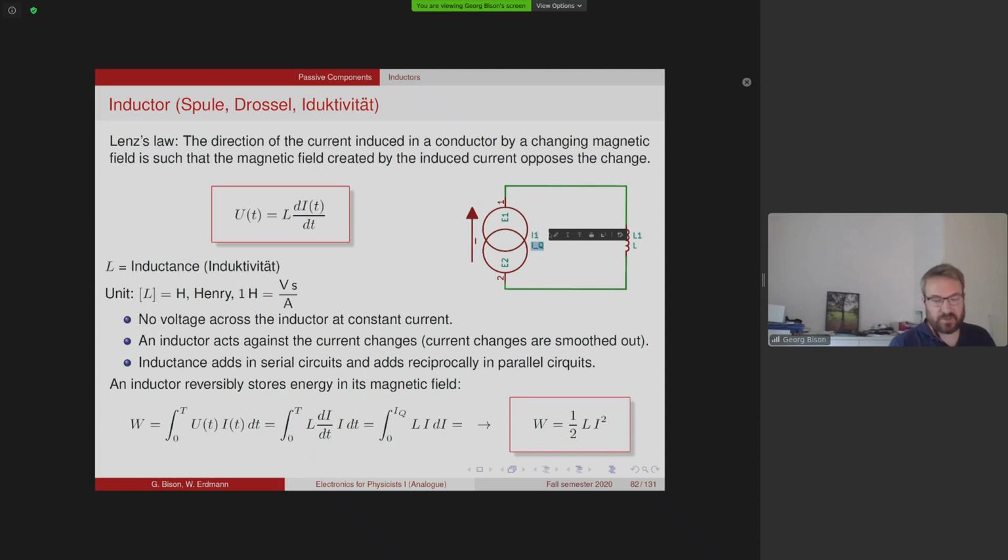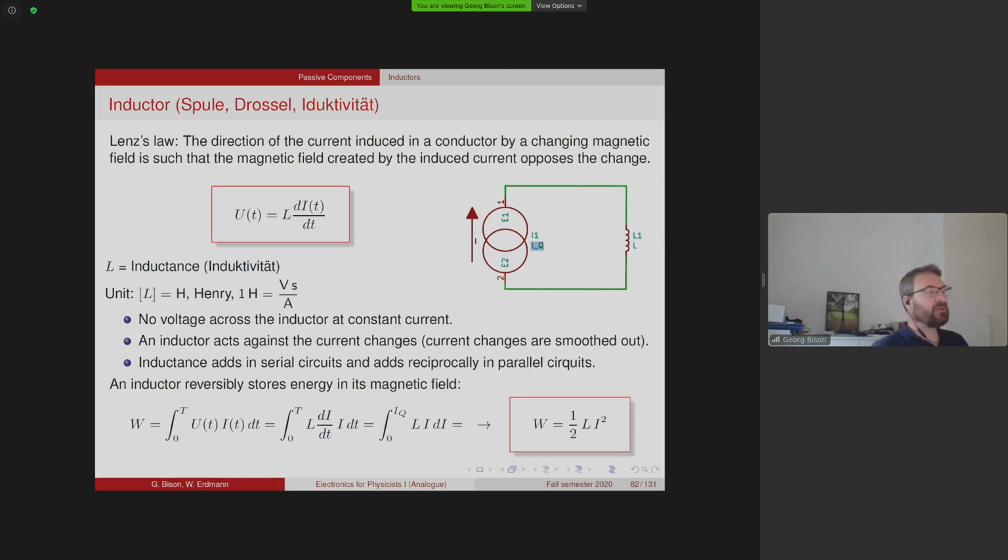Let's come to inductors. Now, inductors, Spulen, are in principle the counterpart to capacitors. They are really the counterpart: everything that in a capacitor is a voltage, in a coil or an inductor is a current. And the inductor doesn't want the current to change, in the same way that a capacitor doesn't want the voltage to change.